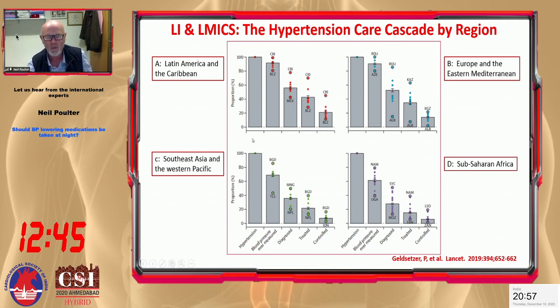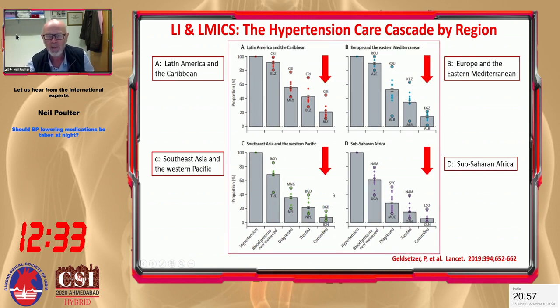And there are 5 columns for each of those regions. You start in the first column with 100% of hypertensives, and you work across how many have ever had their blood pressure measured, how many have been diagnosed, how many have been treated, and finally, the last column is what percentage of hypertensives in these regions are controlled. And you can see that wherever you are in the world, that percentage is well below 20%, well below 1 in 5 hypertensives are getting their blood pressures treated to 140/90. So we're doing it very badly.